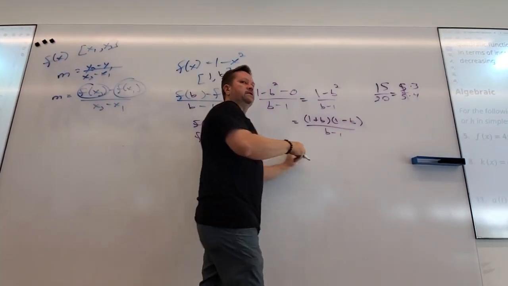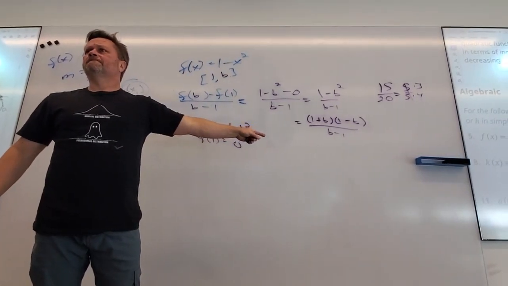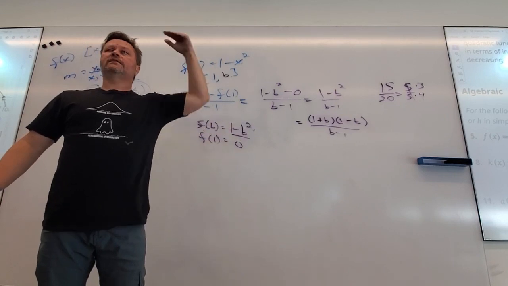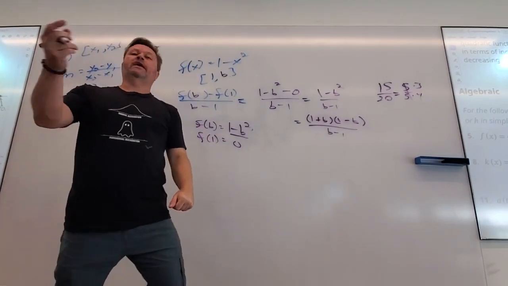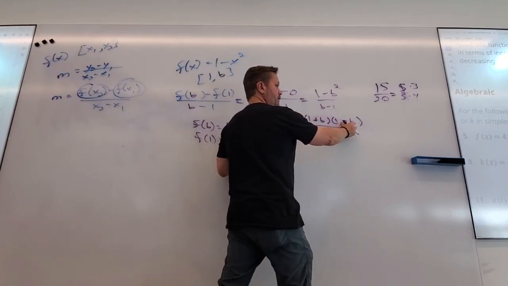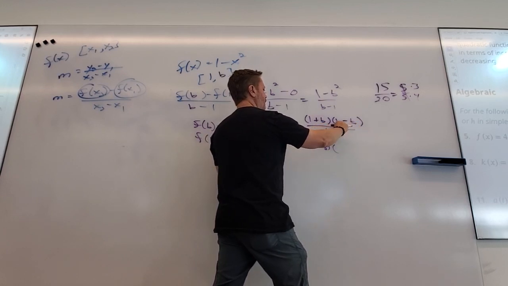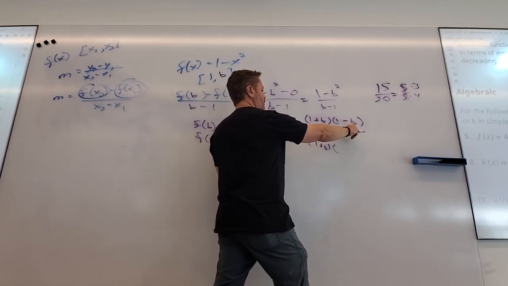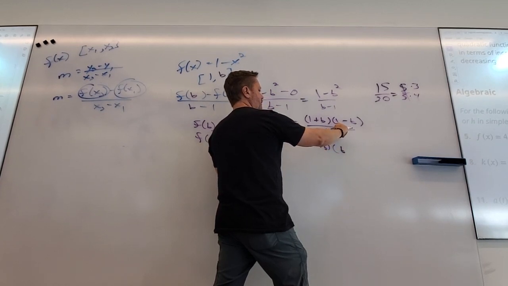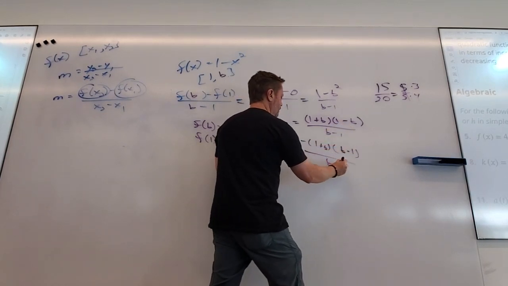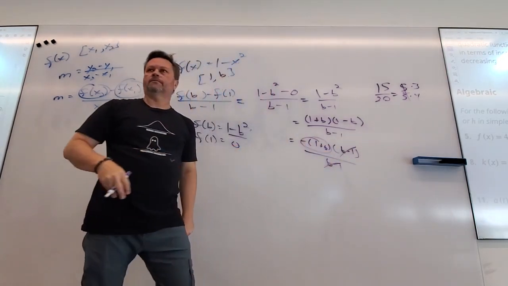Does anything cancel directly right now? Is anything the same on the top as it is on the bottom? Yes, if I take a negative out of this, what happens? That becomes positive b. Next one becomes negative 1. Now it is something the same. So then this would be my answer.